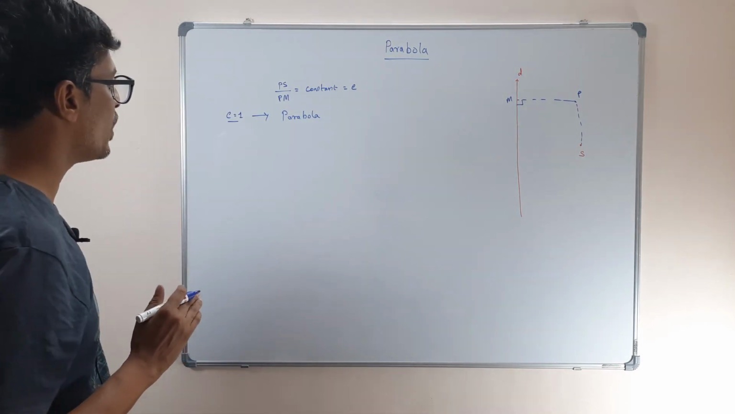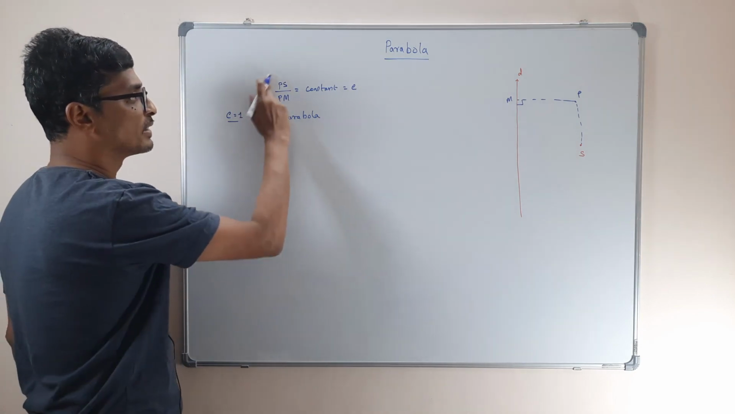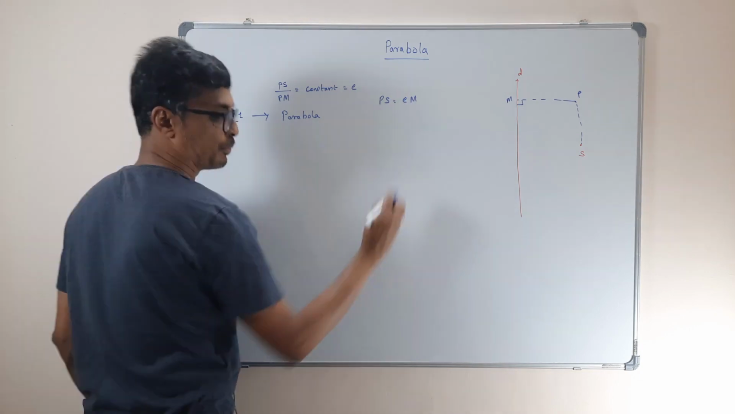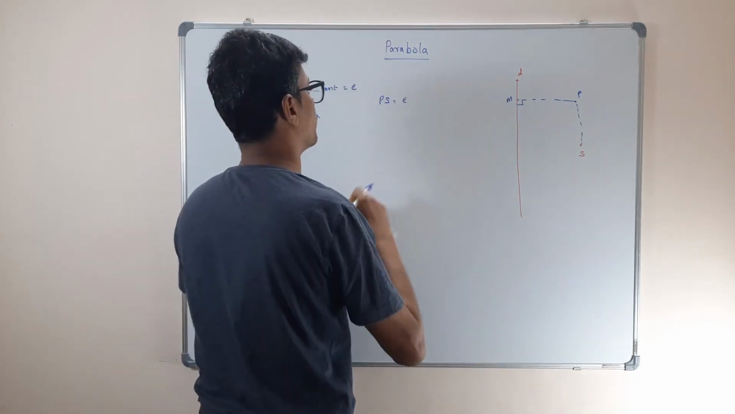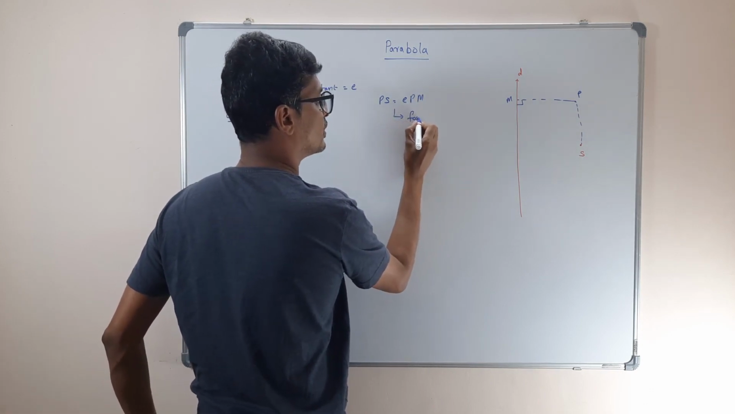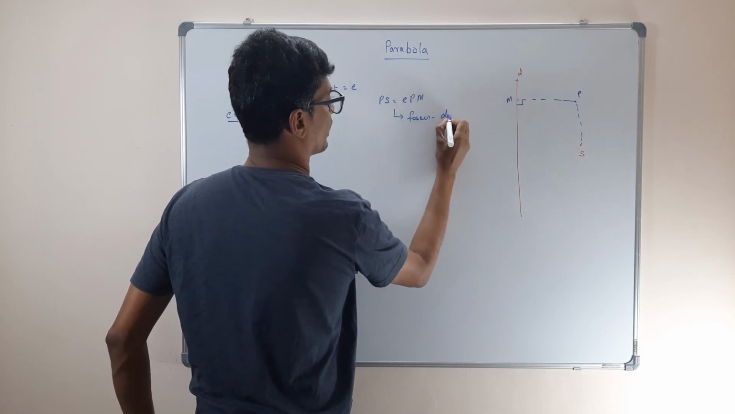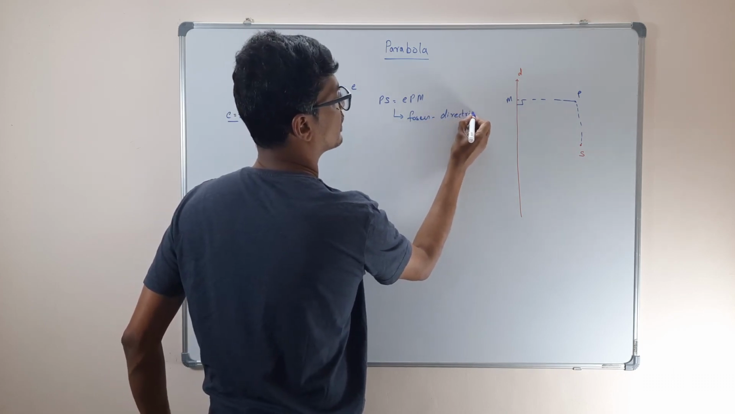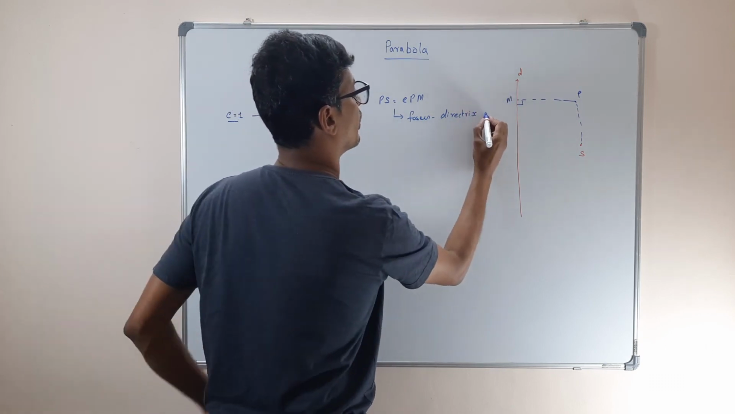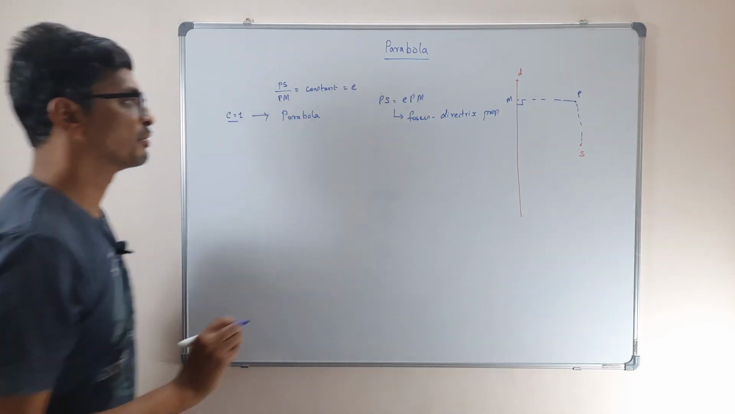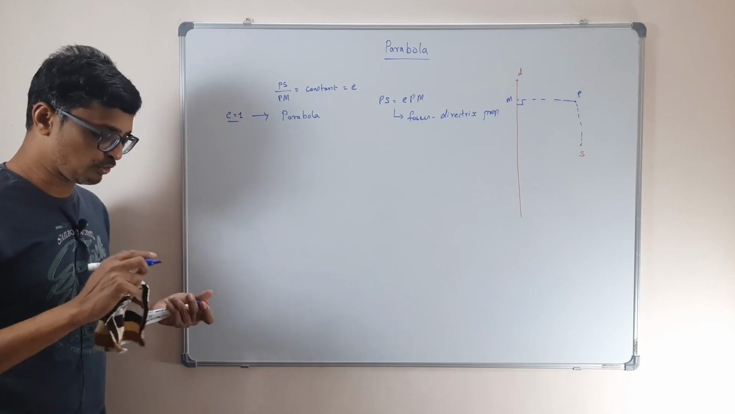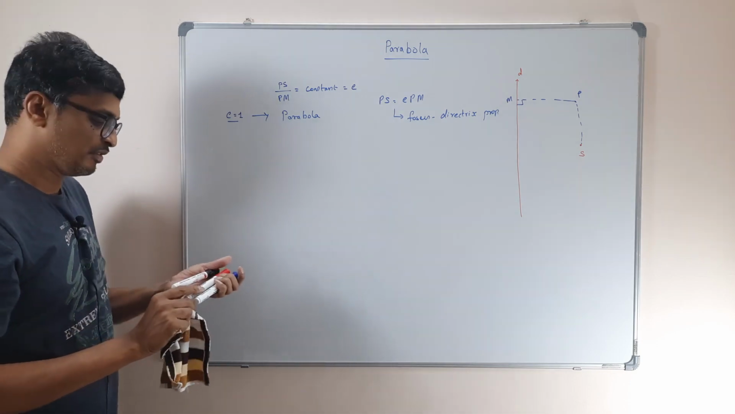So when E equals 1, you remember this relation: PS equals E times PM. You remember what this property is? This is the focus-directrix property. So now, for a parabola where E is equal to 1, what will be the focus-directrix property?